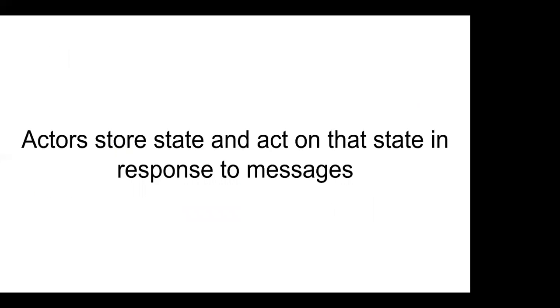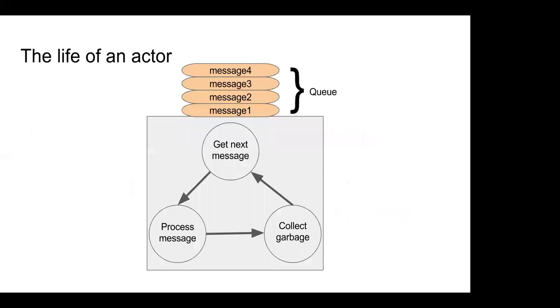So actors are a little different than objects. Actors also store state, and they act on that state, but they do it in response to messages. So here's the life of an actor. An actor has a queue. The queue has 0 or more messages in it, and the actor gets the next message in the queue, processes that message, and then it collects garbage. And while it's processing messages, it may send messages to other actors. It'll probably call a few functions. It'll interact with the objects that it knows about. And that's how it gets work done.